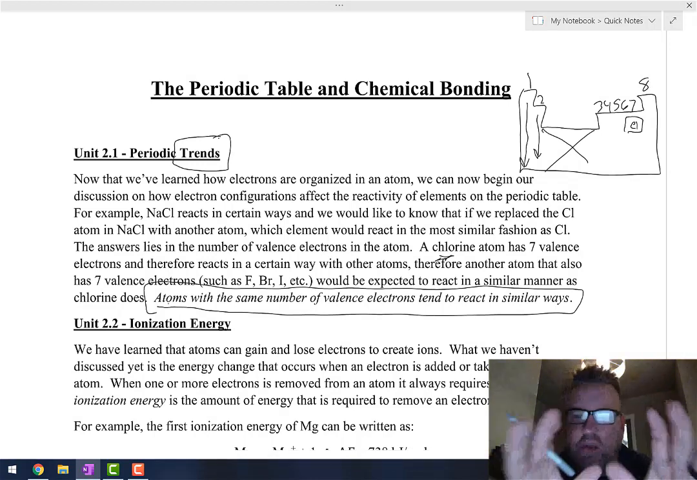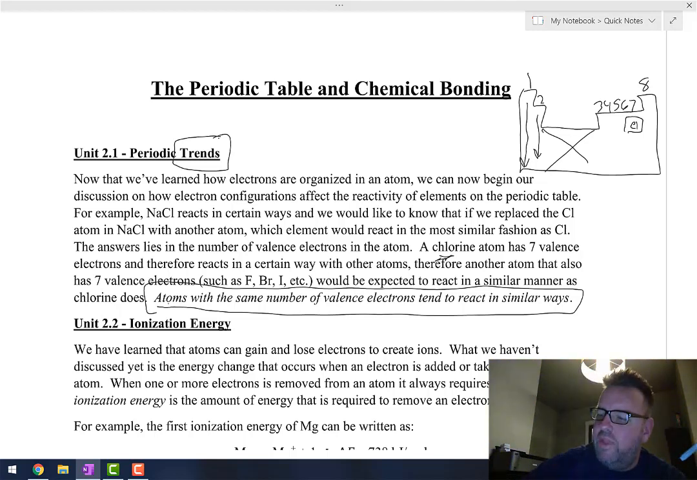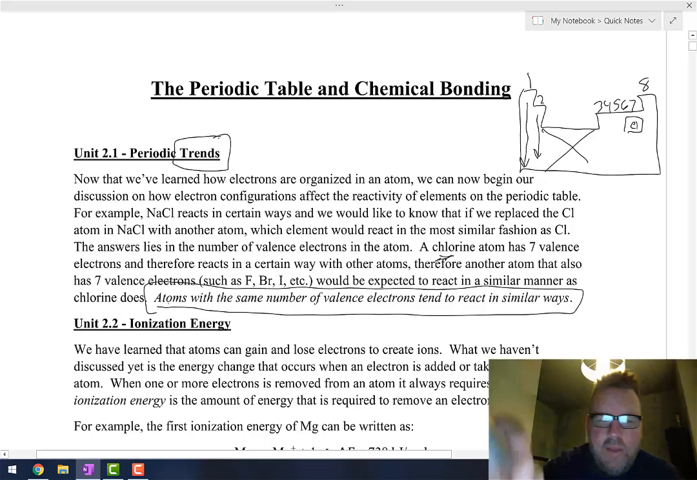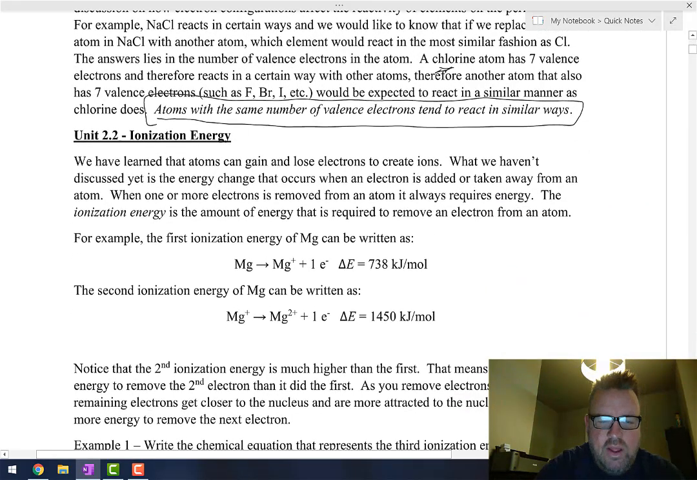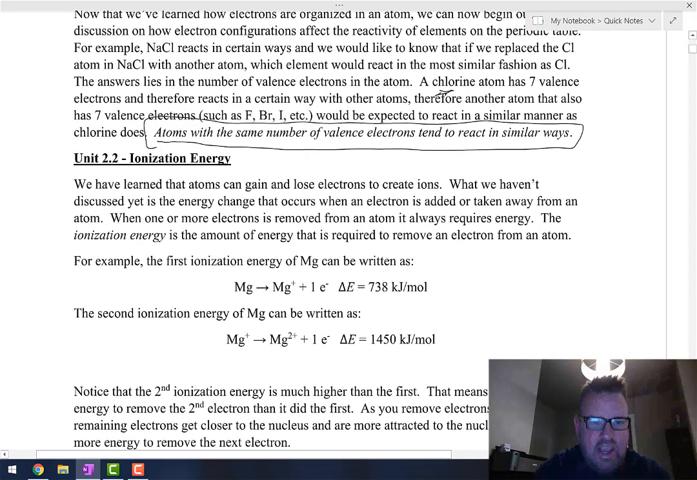So if you're going to replace an atom in a chemical reaction and you want it to react similarly, then you would replace it with an atom that has the same number of valence electrons. Okay? Now, trend number one is that atoms in the same vertical column have the same number of valence electrons and react in similar ways. So therefore, you can replace one for another and know that their chemical reactivity is going to be somewhat similar.